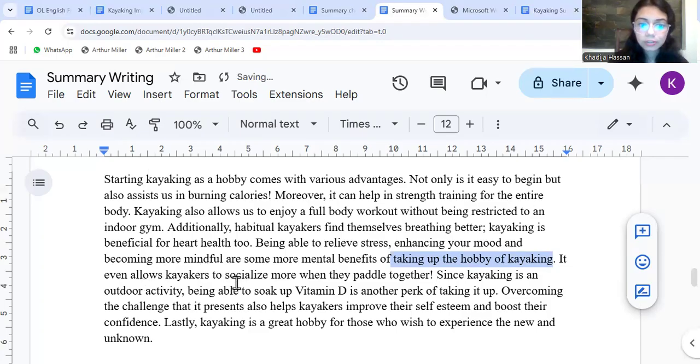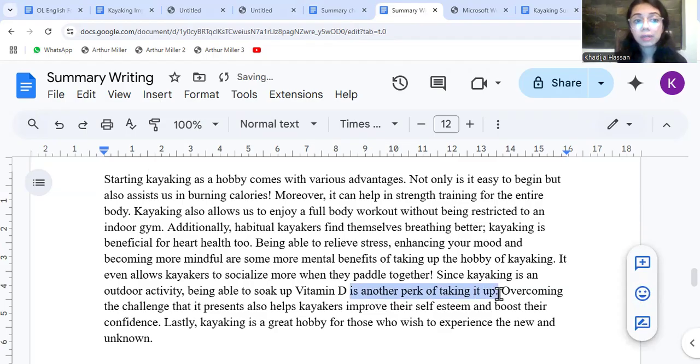It even allows kayakers to socialize more when they paddle together! Exclamation mark, right? And at a very fitting place as well. So trying to integrate a variety of punctuation. Since kayaking is an outdoor activity, being able to soak up vitamin D is another perk of taking it up. Reiterating the topic again, right? This time I didn't use the word hobby, but I just said another perk of taking it up, another benefit of taking it up. Taking what up?